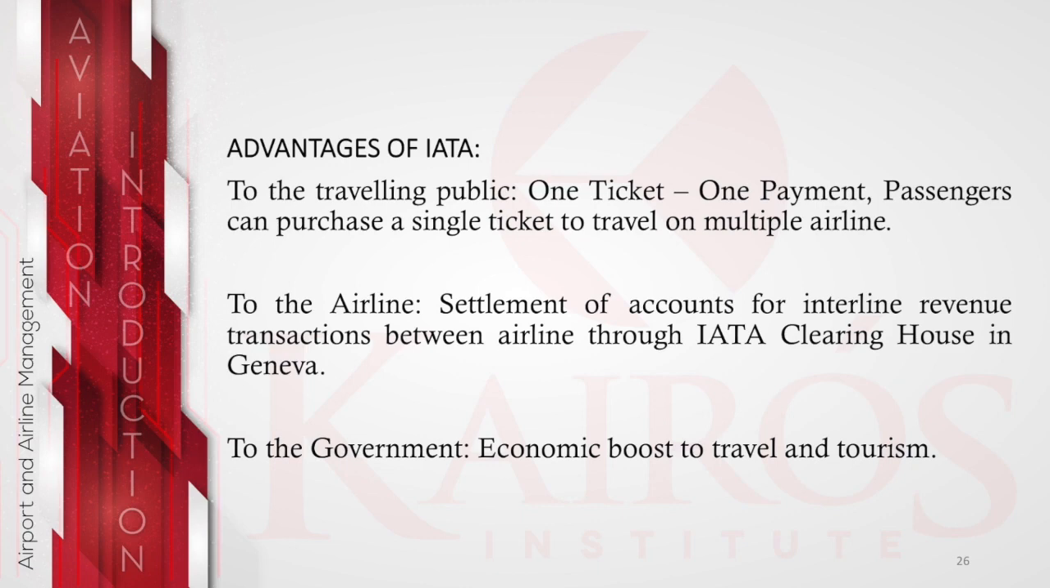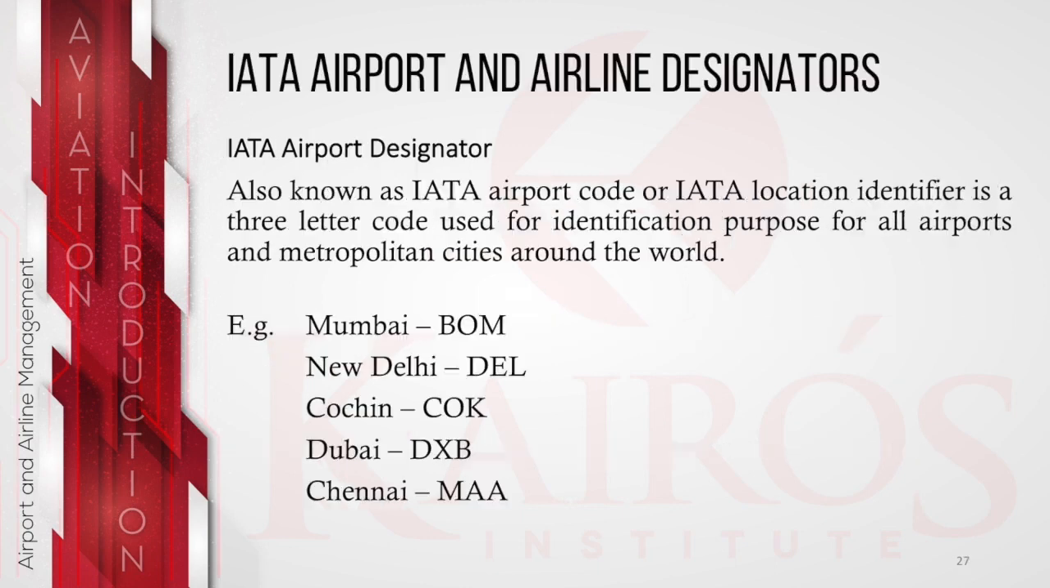What are the advantages of IATA? Advantages of IATA to the traveling public. One ticket, one payment. Passengers can purchase a single ticket to travel on multiple airlines. Advantages of IATA to the airline. Settlement of accounts for interline revenue transactions between airlines through the IATA clearinghouse in Geneva. Advantages of IATA to the government. Economic boost to travel and tourism.